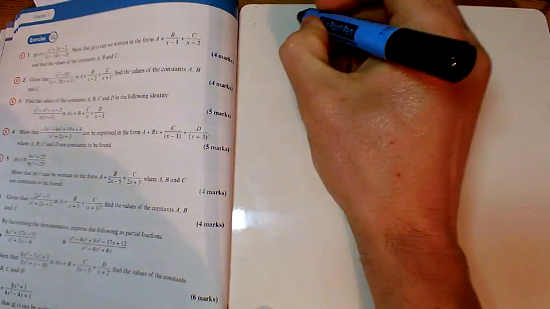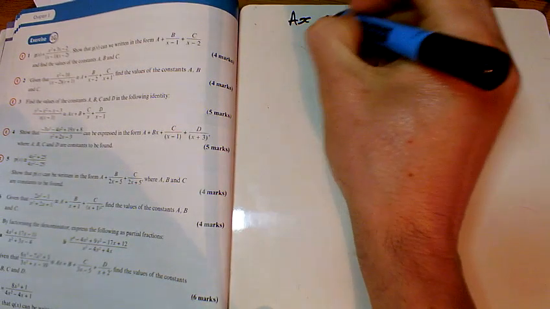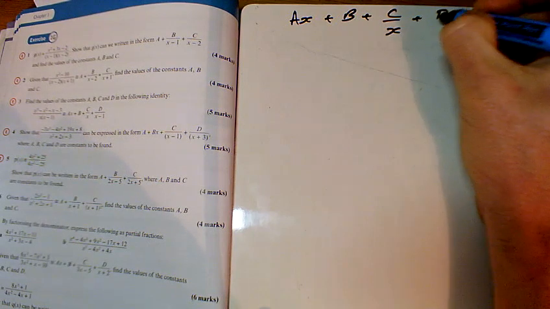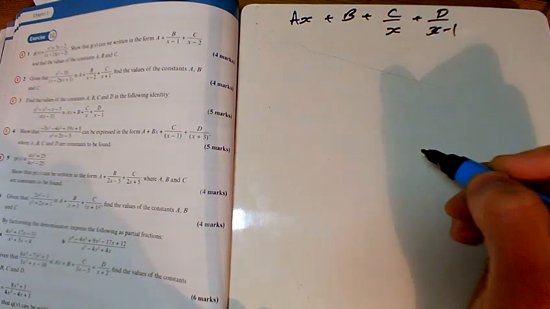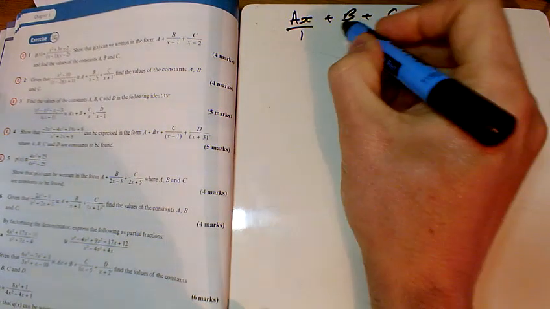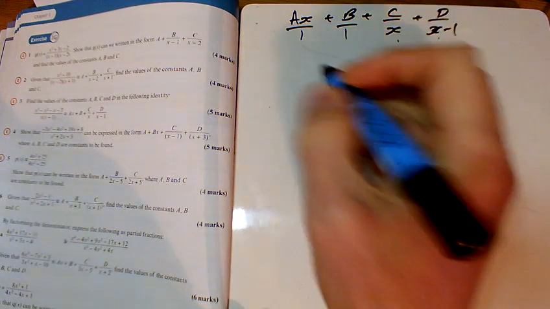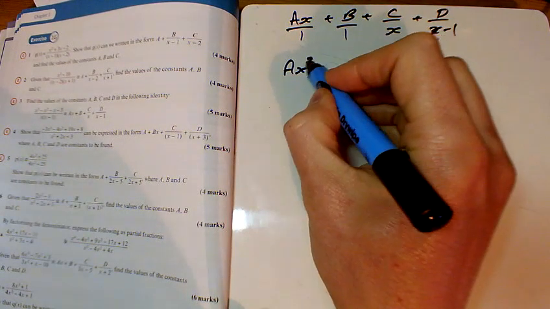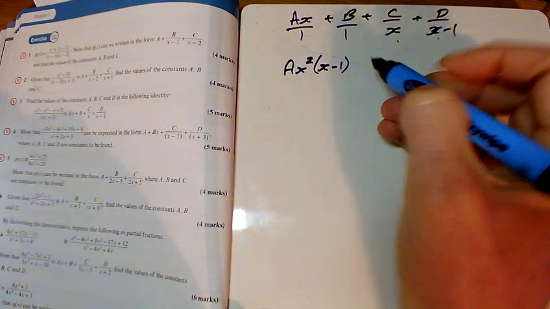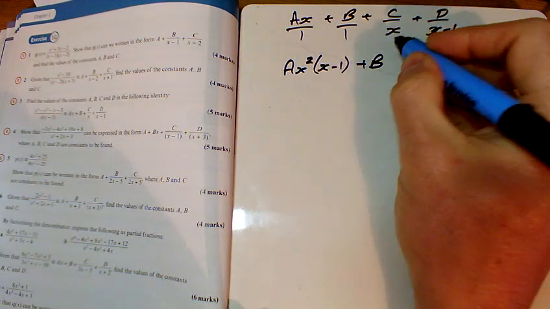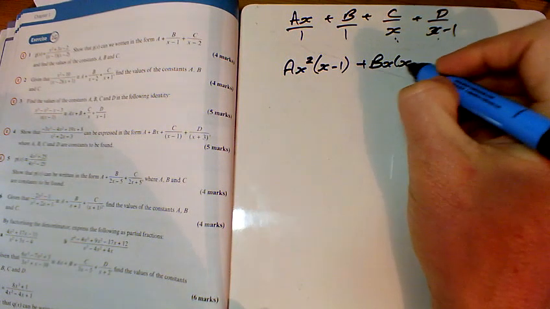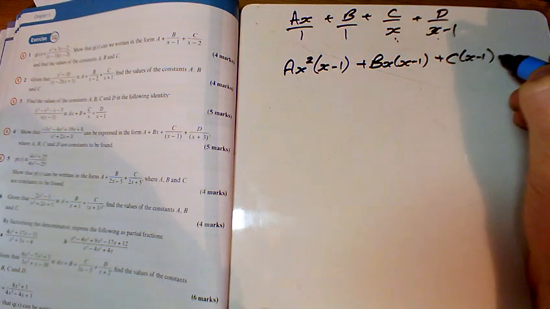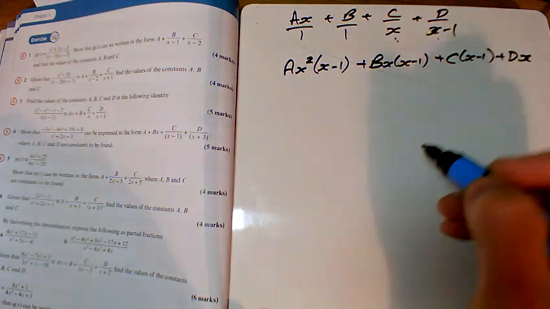Question 3. You've got a structure of ax plus b plus c over x plus d over x minus 1. And the common denominator of all of these is the x and the x minus 1. But this one here will need another x and the x minus 1 next to it. The b will need an x and an x minus 1 next to it. The c will need the x minus 1 and the d will need the x.